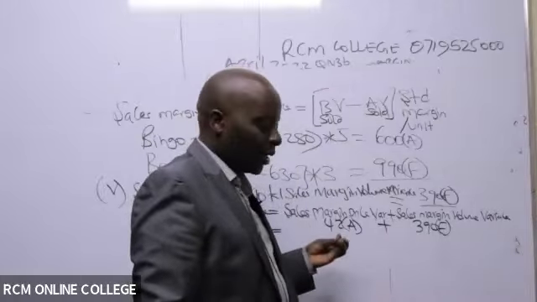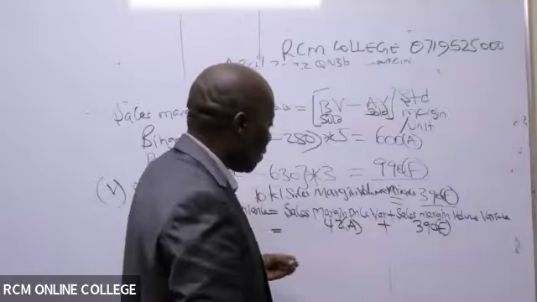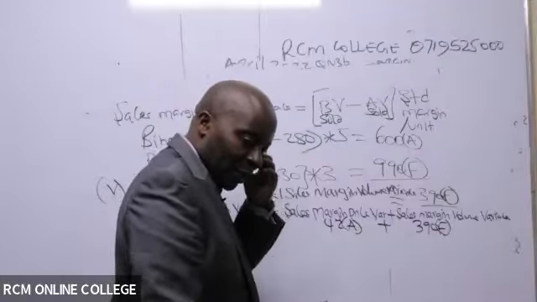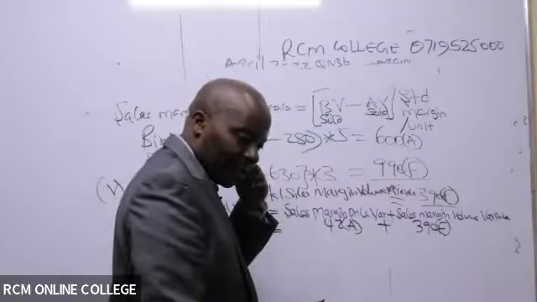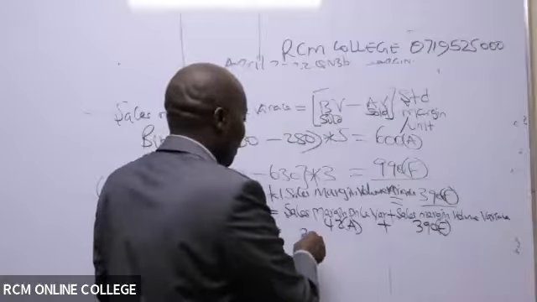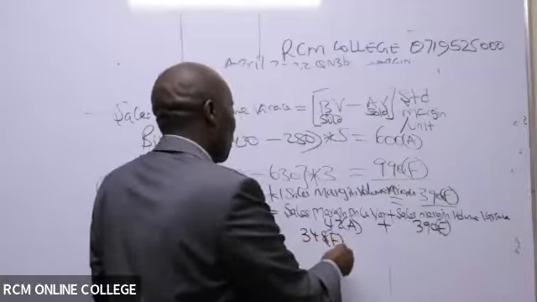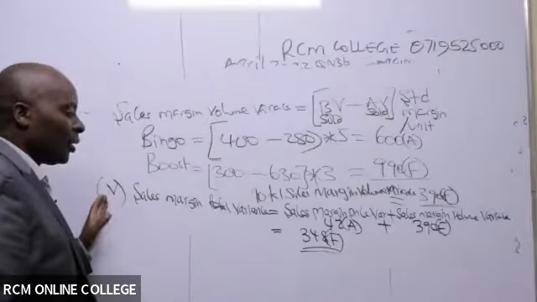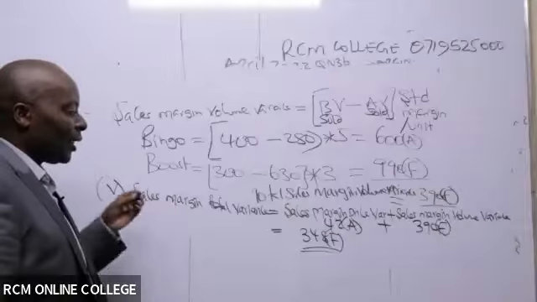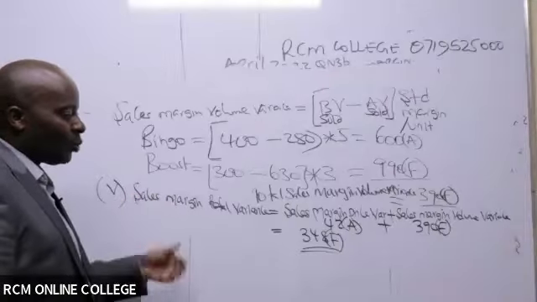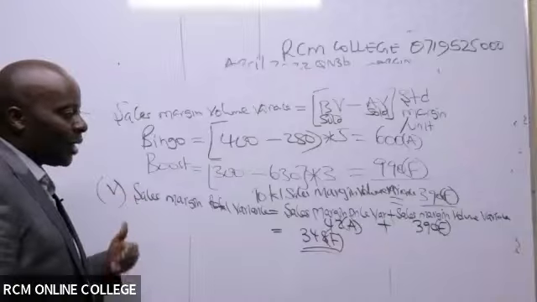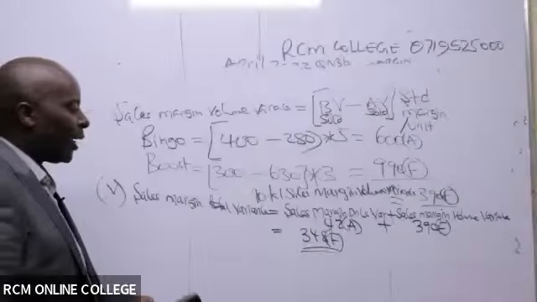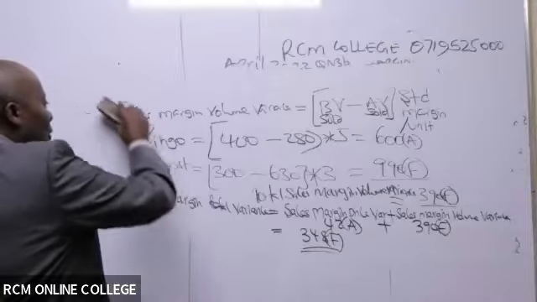Okay, 42 adverse. So 42 adverse plus 390 favorable will end up giving us what figure, somebody? 348 favorable. So this is 348 favorable. So those 3 done. So long as you name your numbers very well. The sales margin total variance is the sum of the sales margin price variance plus the sales margin volume variance. All right. So this will become clearer as we progress.